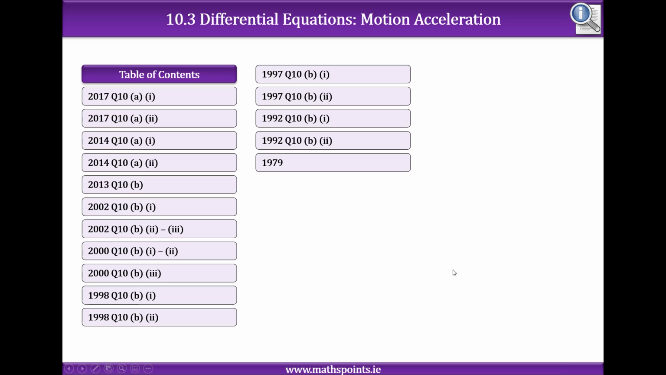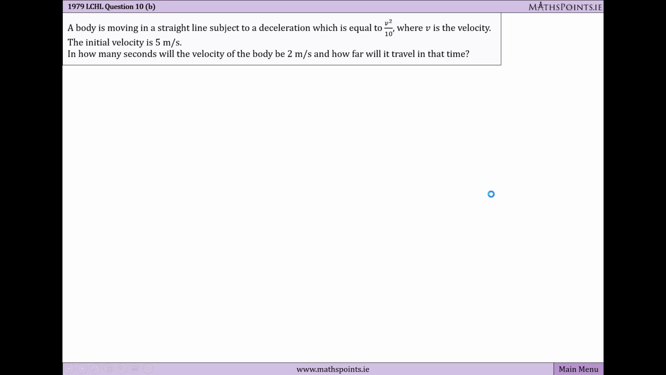So we're going to have a look at a differential equations question from 1979. We've been told that a body is moving in a straight line subject to a deceleration which is equal to v squared over 10, where v is the velocity. So we can say that the acceleration a is minus v squared over 10.